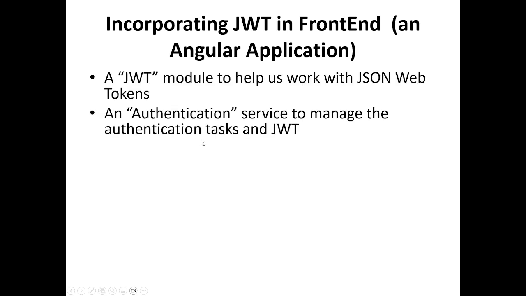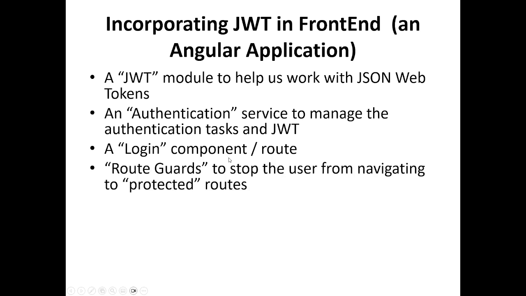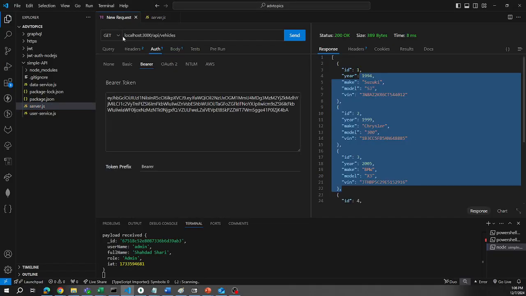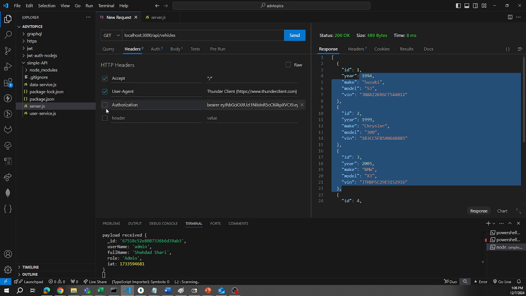So for the Angular application, we're going to use the JWT module, right? So to work with that, we can incorporate the authentication service to the application. We can have a login component. We can have route guard, which is the concept or like a service for the protected routes, of course, in the front end. And we do have the HTTP interceptor, right? So as a package to be included and help us with the authorization header. The word authorization is going to be injected automatically, right?